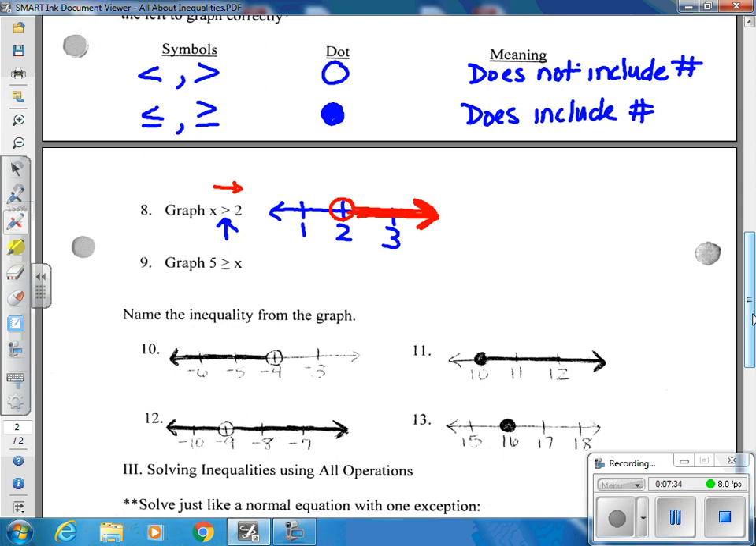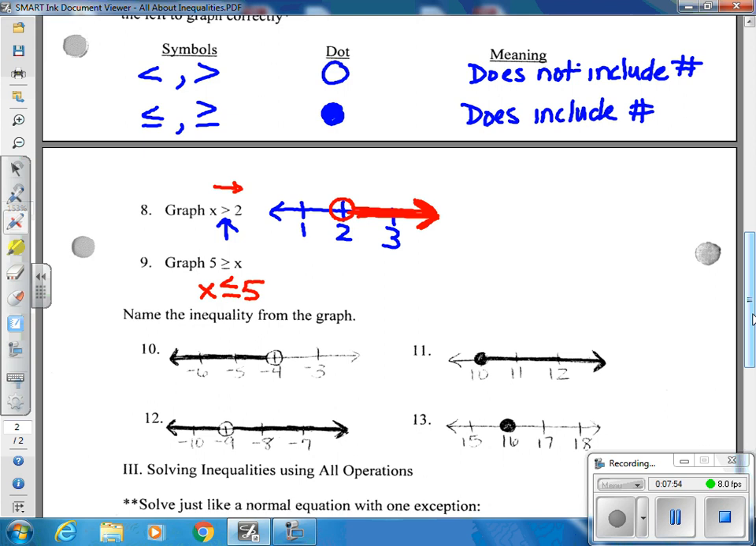So taking a look at number 9, in order to do this and do it right, I want you to reverse it so that the variable is on the left. That means the x goes on the left, the 5 goes on the right. Well, when you do that, you got to change the sign. Notice how the original sign is pointing to the x. When you flip it around, it still has to be pointing to the x. You can't change the direction that it's going.